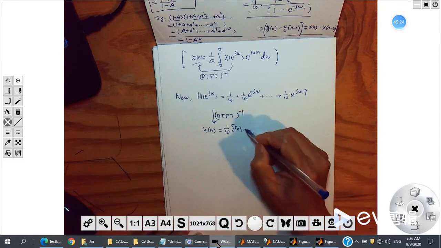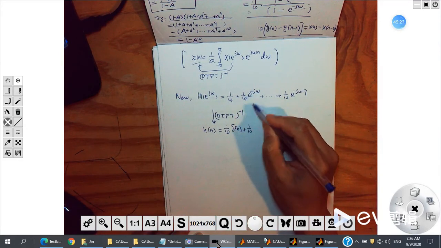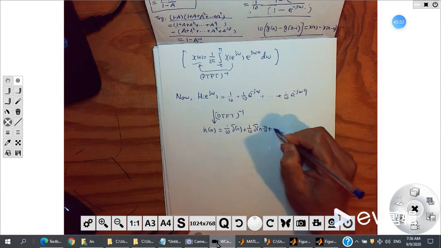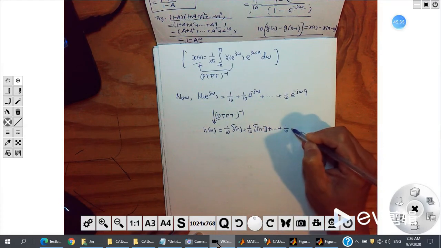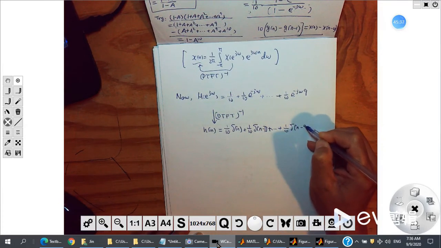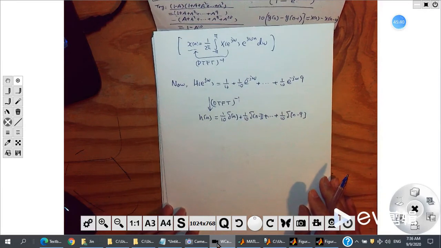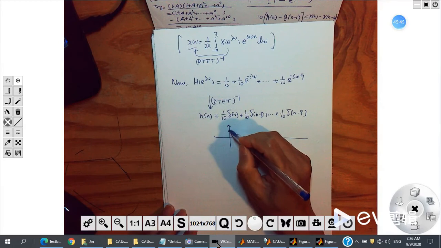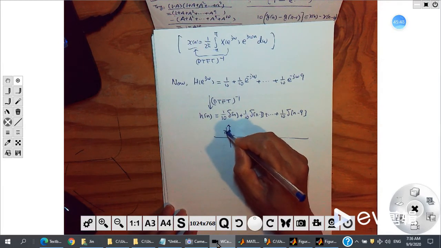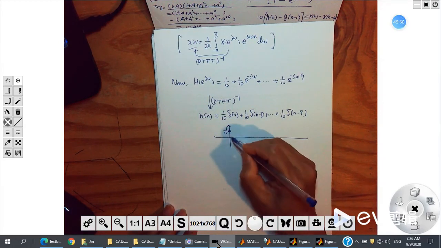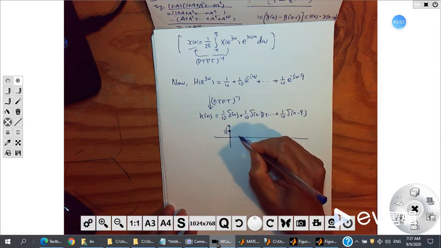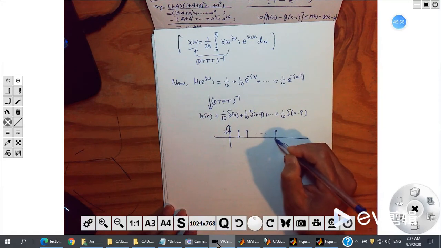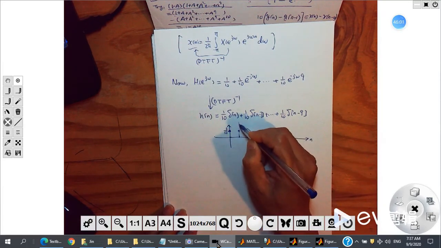This one is 1 over 10, and going back will be a shifted delta, shifted by 1. And the last one is the same delta, shifted by 9. This is h of n. And you can use a graph to see: you have 1 delta times 1 over 10, and a shifted delta, shifted by 1, shifted by 2, until shifted by 9. This is h of n.